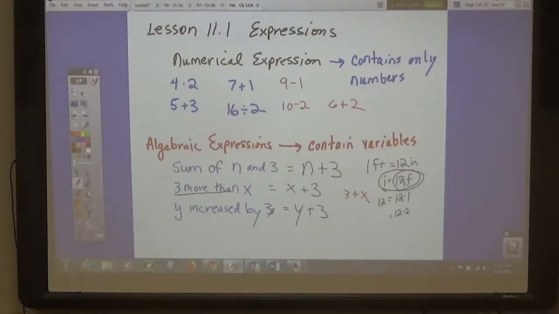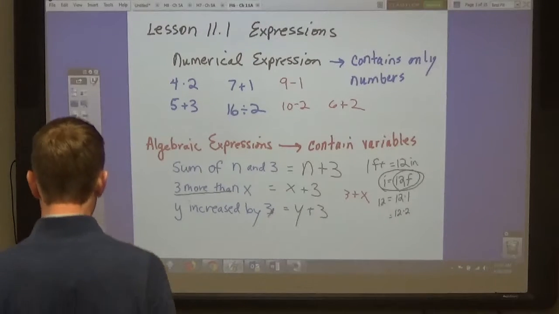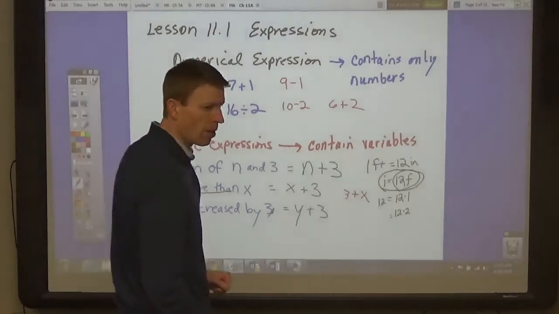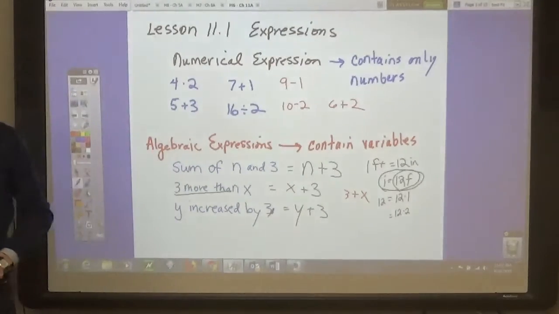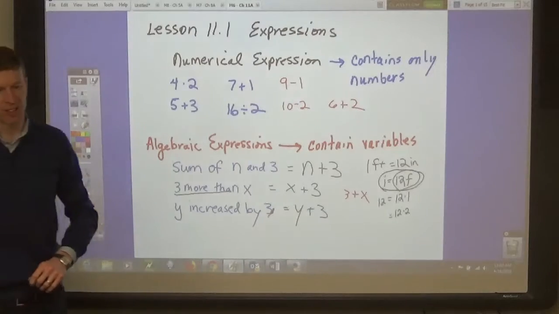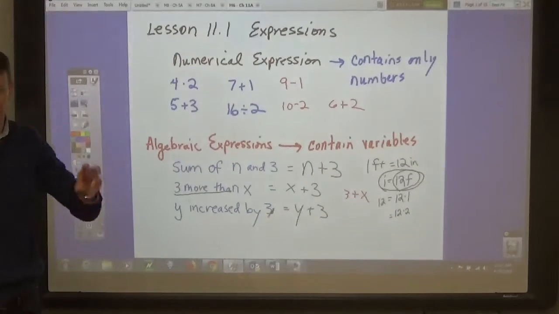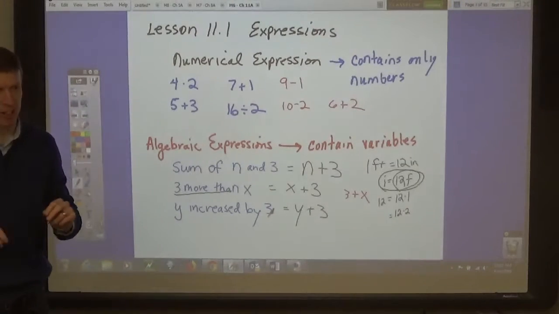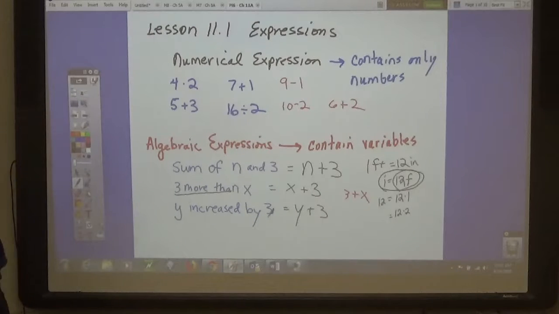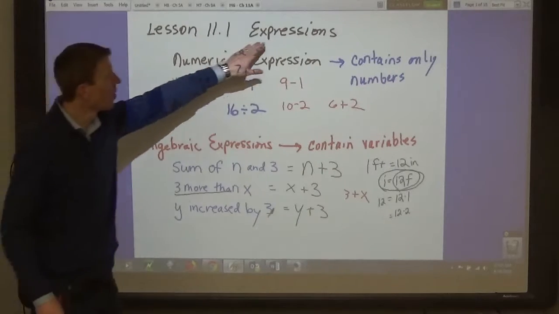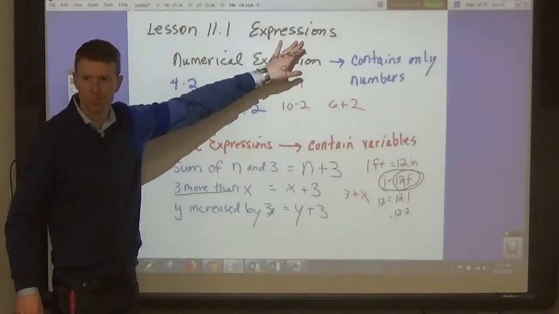Okay, sixth graders, we're going to start chapter 11 today. And we're going to be talking a lot about algebra in chapter 11. Okay? So, I remember the second graders calling it letter math. Do you remember learning about letter math? Yeah. We're going to be talking about letter math. And we're going to start with a lesson about what are called expressions.